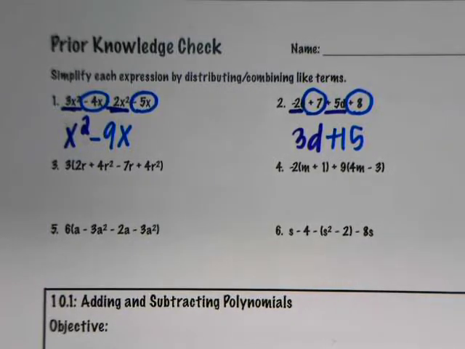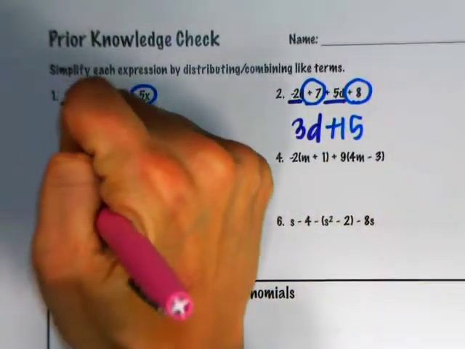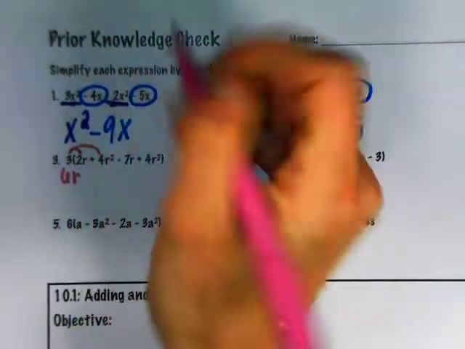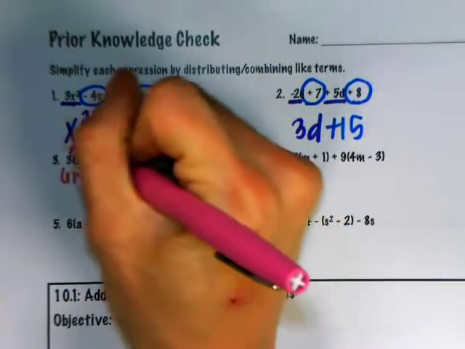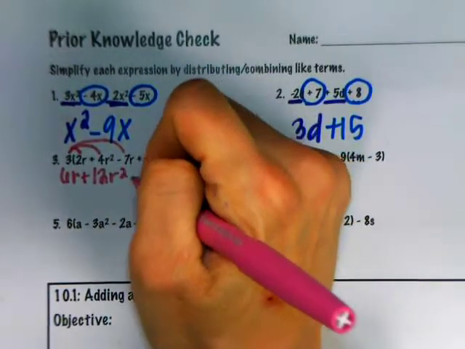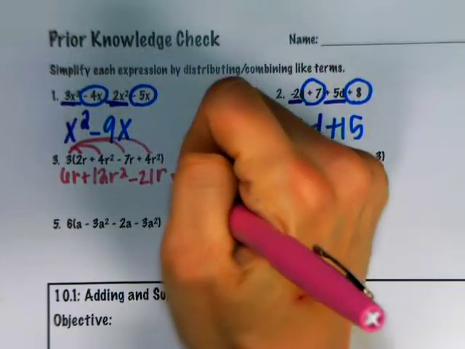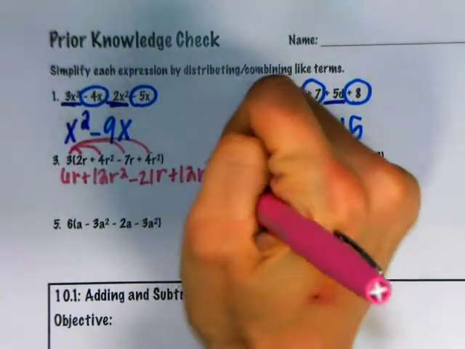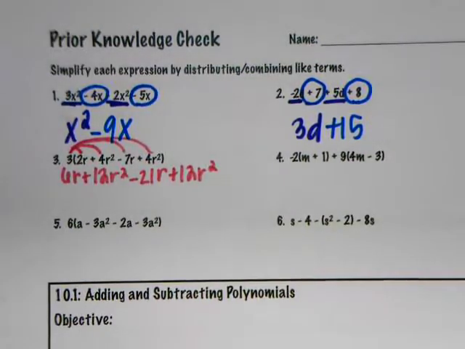Okay. Next one. So anytime you see parentheses, you should be thinking distributive property. Okay? So we're going to distribute that 3 to start. So what's 3 times 2r? Yep, 6r. 3 times 4r squared. So plus 12r squared. 3 times negative 7r. Okay, we all good so far on that?